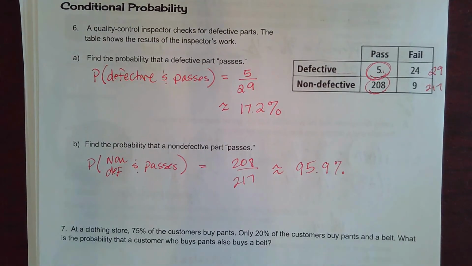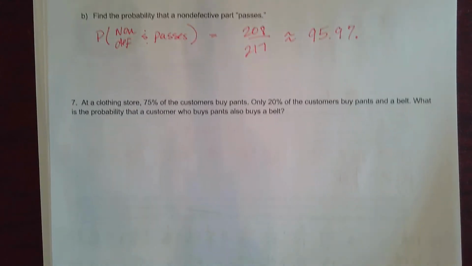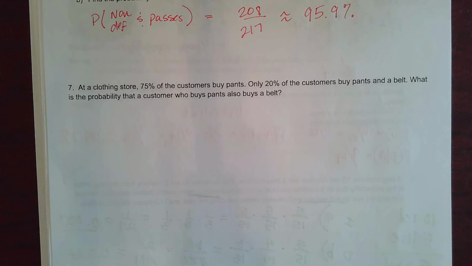All right, so those weren't really conditional probabilities. What we're looking at now is a scenario in which we have a conditional probability. At a clothing store, 75% of the customers buy pants. Only 20% of the customers buy pants and a belt. What is the probability that a customer who buys pants also buys a belt?